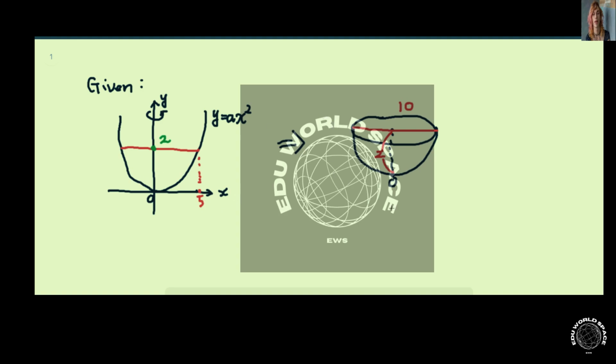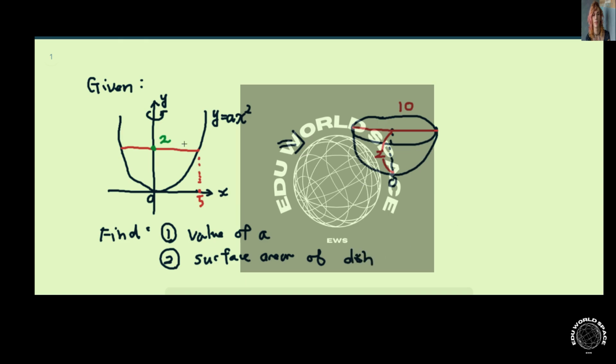And the problem's asking us to find two things. So first, find the value of a, here, y equals ax squared. Find the value of a that describes this curve, and it's also asking us to find the surface area of the dish. Okay, so given this information, let's try to find 1 and 2.